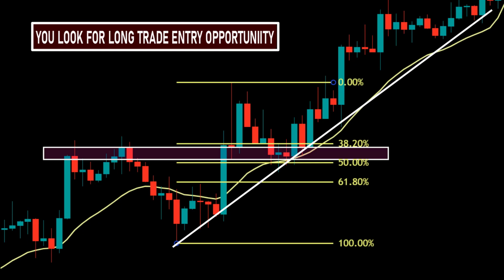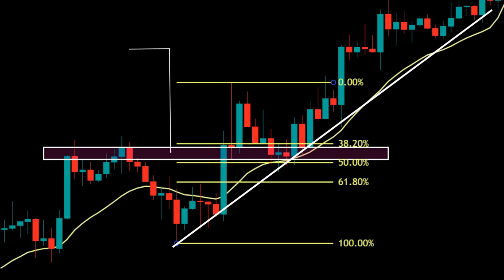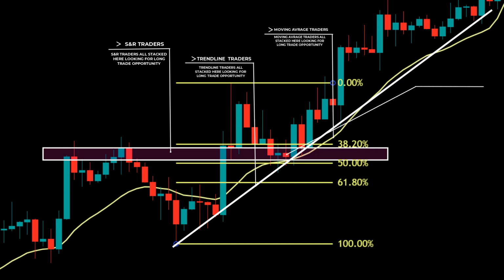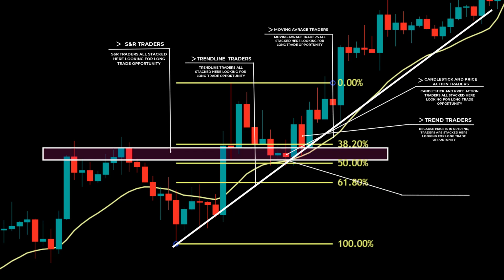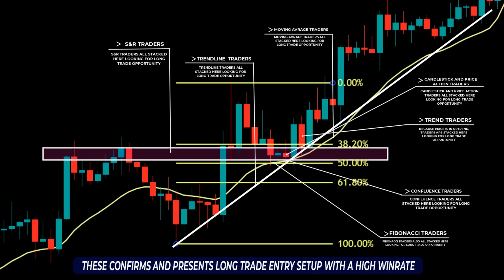Because at this area of confluence, all the different forms of traders are looking to take action. First, you had support and resistance traders looking to take long trade. You had moving average traders looking to take long trade, trend line traders looking to take long trade, candlestick and price action traders looking to take long trade, trend traders looking to take long trade, confluence traders looking to take long trade, and then finally, you had Fibonacci traders looking to take long trade. At this point, if you decide and enter a long trade, I think you will have high chances of the trade going in your favor, which means that this is a high-quality long trade entry setup.